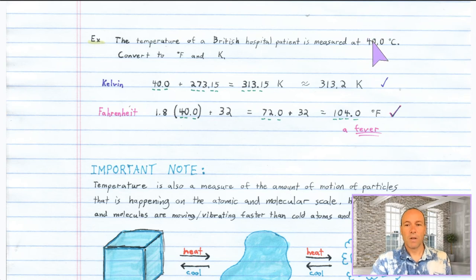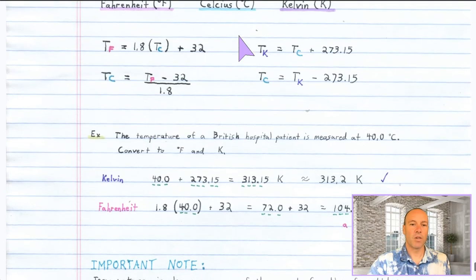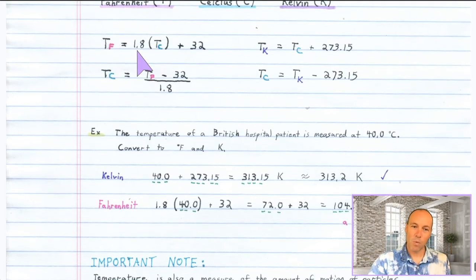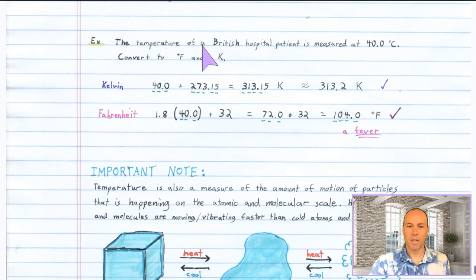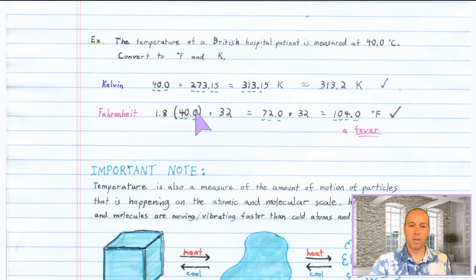Now to go from Celsius to Fahrenheit, let's look at the equation again. You multiply by 1.8 and then add 32. So let's do that first. You take your Celsius, it's 40 degrees Celsius. You multiply by 1.8 and then add 32. So 1.8 times 40 gets you 72. And then when you add 32, that comes to 104 degrees Fahrenheit. So that's definitely a fever.